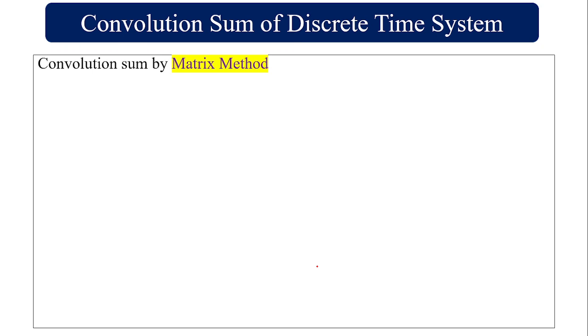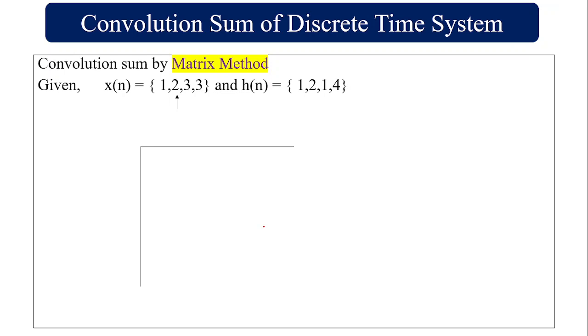Now, convolution by the matrix method. Here we take the problem that was given, and we have two sides. Either you can take x of n on this side and h of n on that side, or vice versa. I am going to take x of n on this side and h of n on this side. Now I'm going to multiply the entire x by 1. So 1 into 1 is 1, 1 into 2, 1 into 3 and 1 into 3.